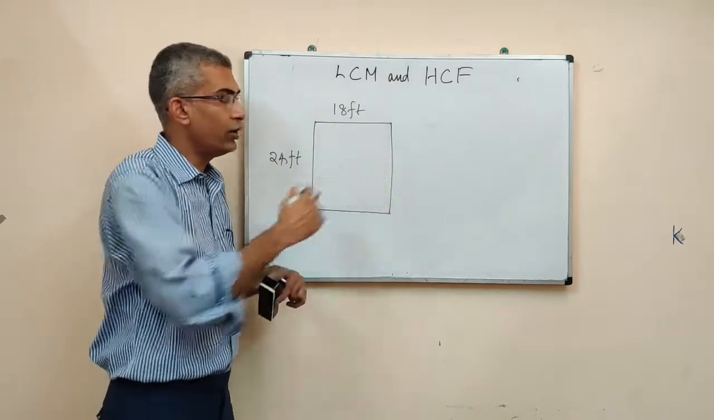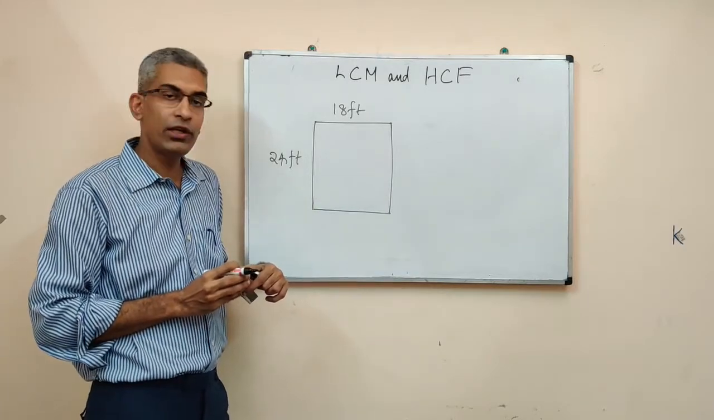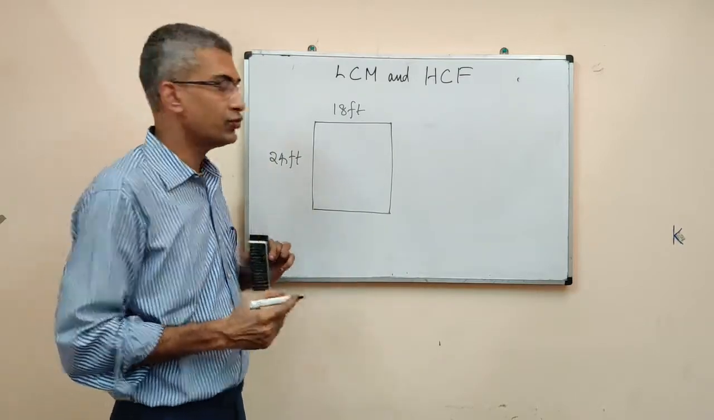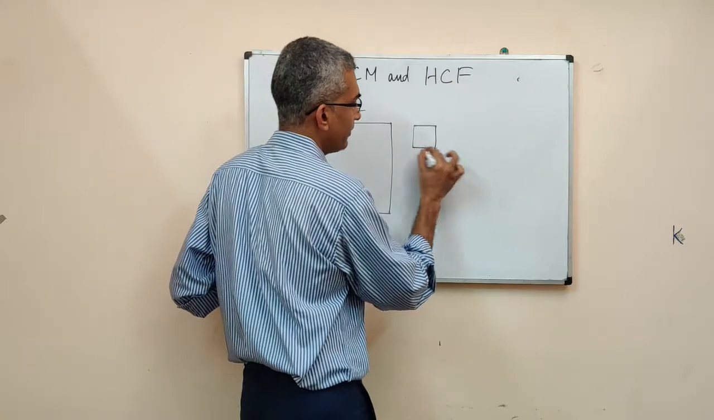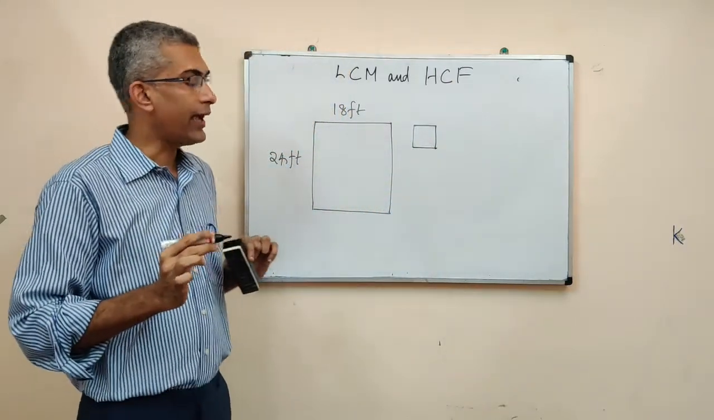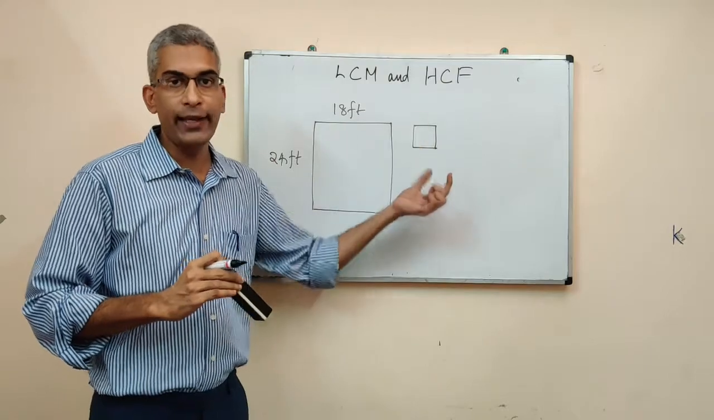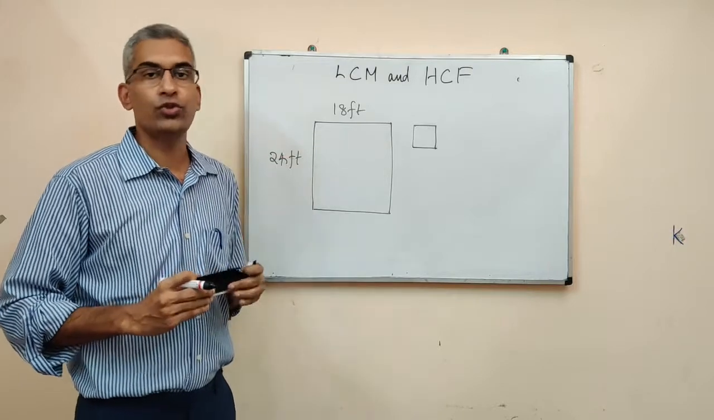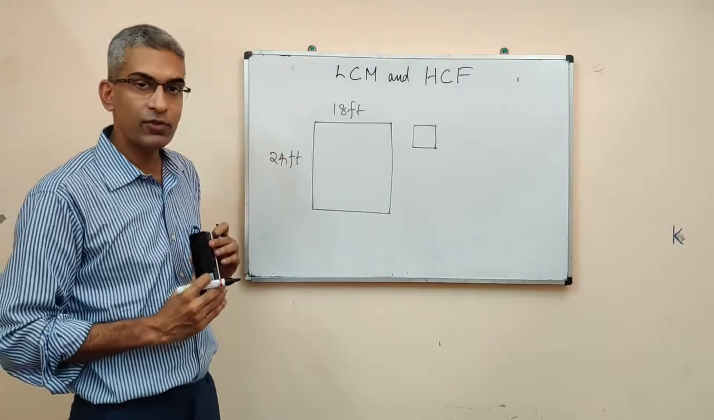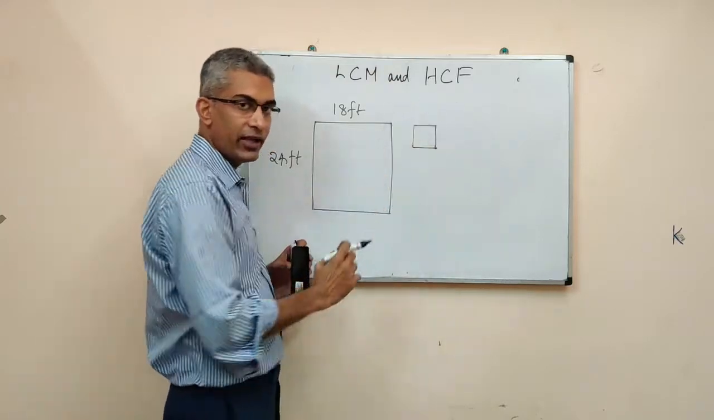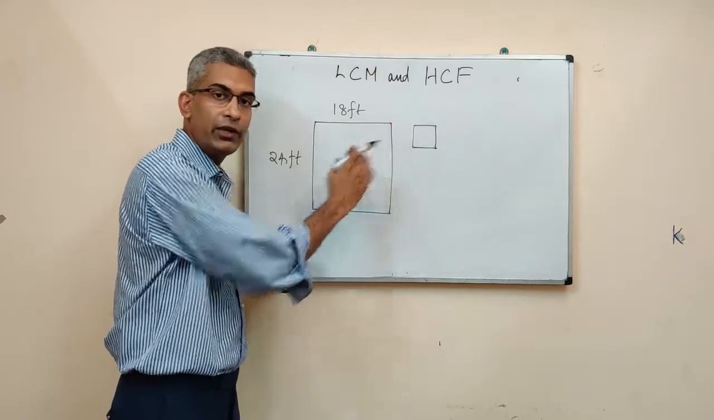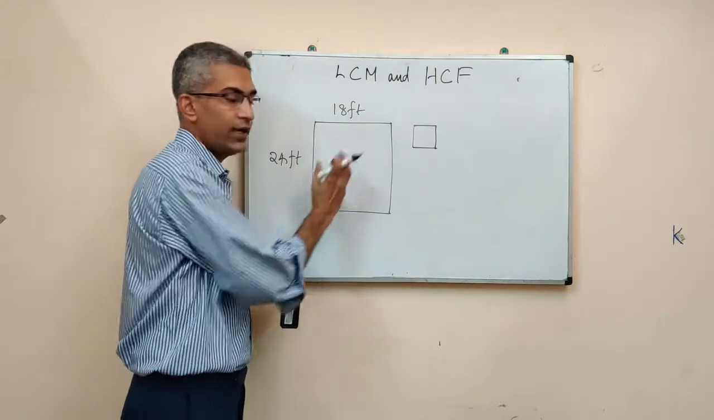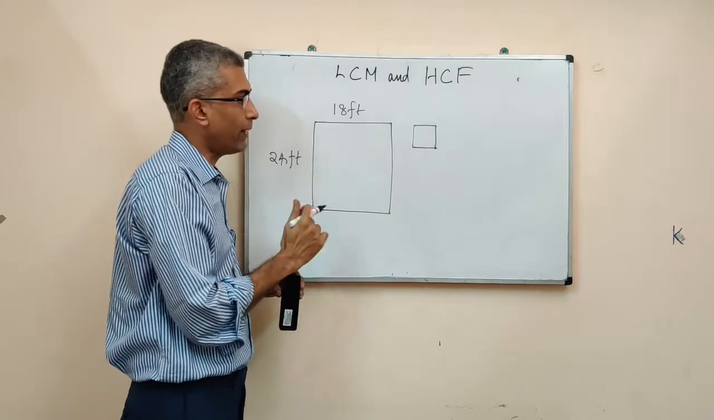So you have a room whose dimensions are 18 feet and 24 feet. You are supposed to tile the floor of this room using square tiles, that is length and breadth of the tile should be same, and these tiles that I use should be identical in nature. I cannot have a small square and a big square, that is not allowed. All the tiles that I use should be identical. Then the requirement is the tile should be as big as possible such that I need not break the tile for the tiling purpose.